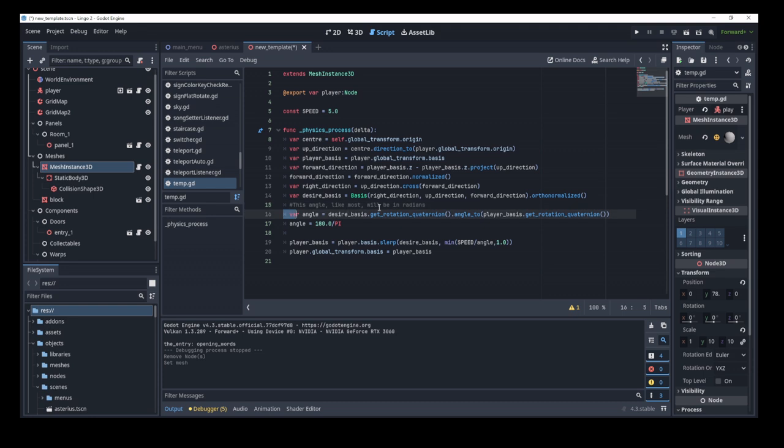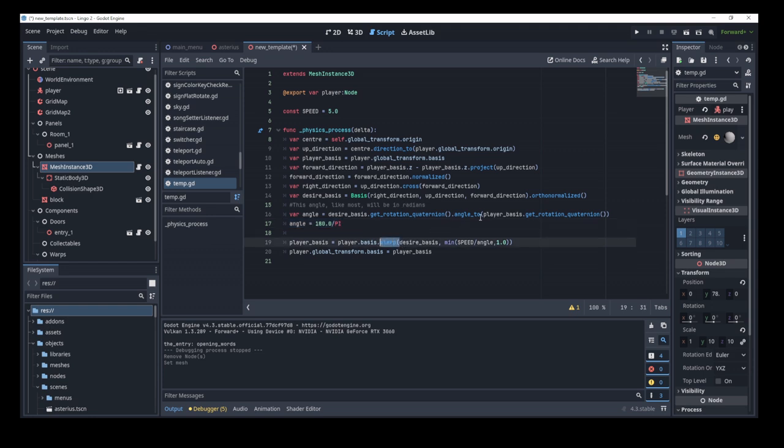So the next part, I am just getting the angle between the desired basis, which is the new basis that I've made here, and the player basis. The only reason I'm making it a quaternion is so that I can use the angle_to command. Otherwise, I would have to find the angles between two bases, and Godot doesn't provide that out of the box for some reason, but whatever, I have plenty of ways to get angles. And then I'm transforming it from radians into degrees.